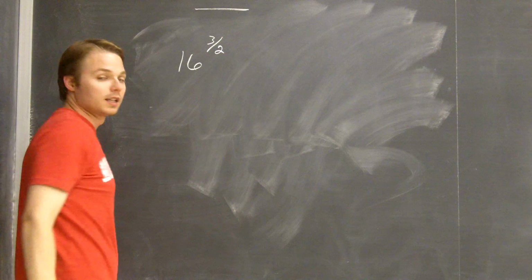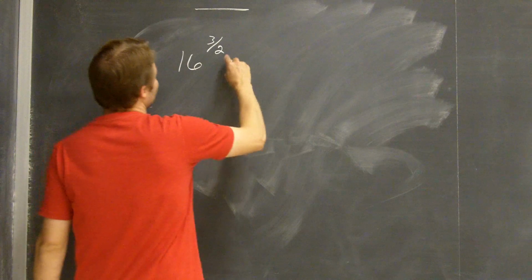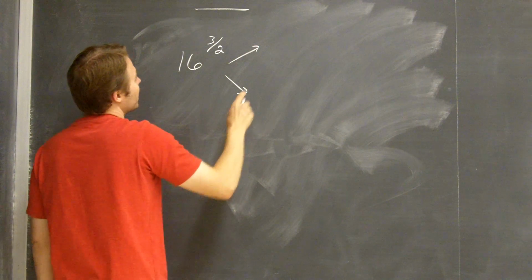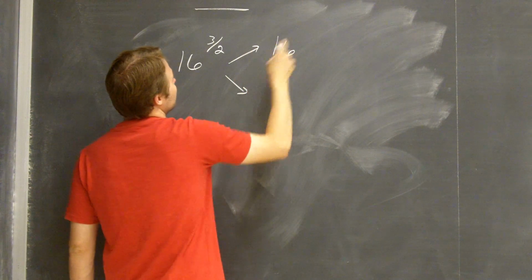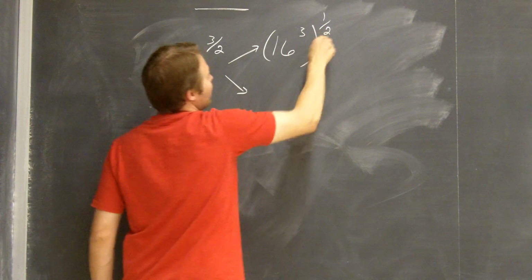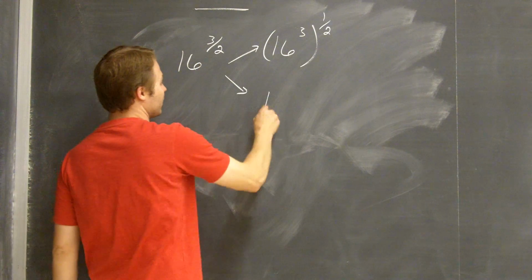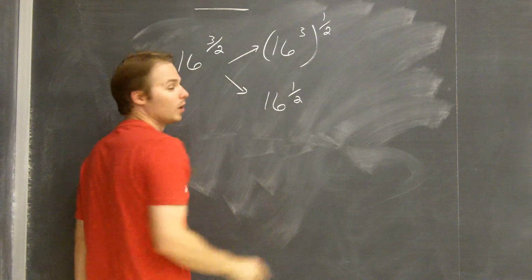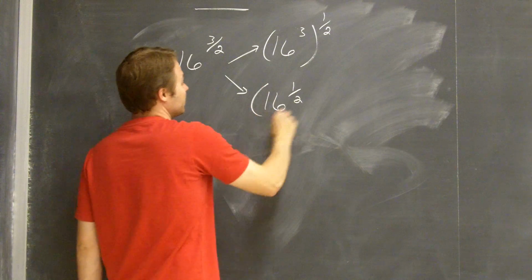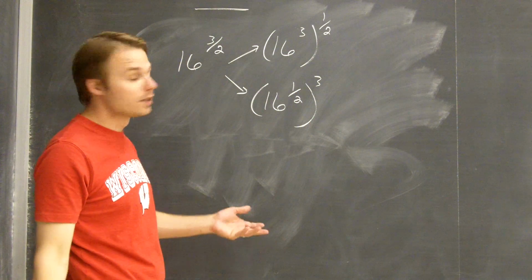So something like this, 16 to the 3/2 power, will run into the same situation. If I break this up the two different ways, I could really think of this as 16 cubed and all of that raised to the 1/2 power, because 3 times 1/2 will be 3/2. Or I could think of this as 16 to the 1/2 power, or the square root of 16, and then all of that cubed. Again, I run into the same situation.